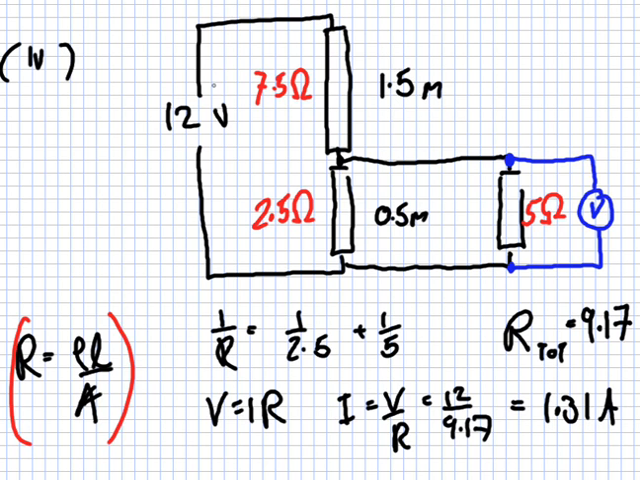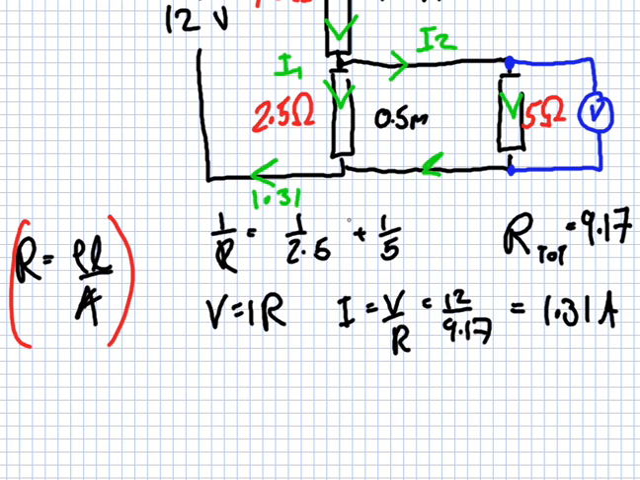So the current here is 1.31. So what happens here? No, it splits. So here is an I1, and then here is an I2. And then it goes back here to 1.31. So, what rule should we use now? I think we'll use Kirchhoff. I1 plus I2 should equal 1.31.